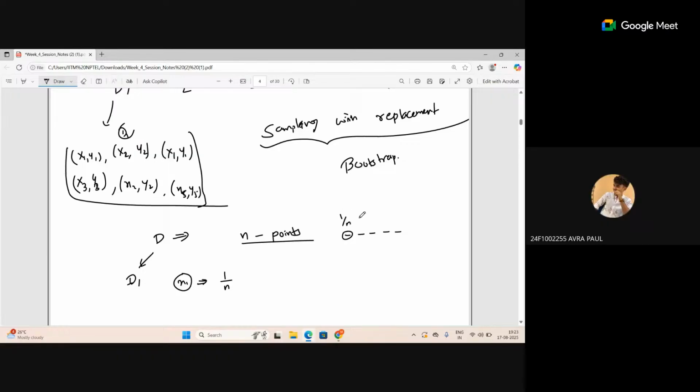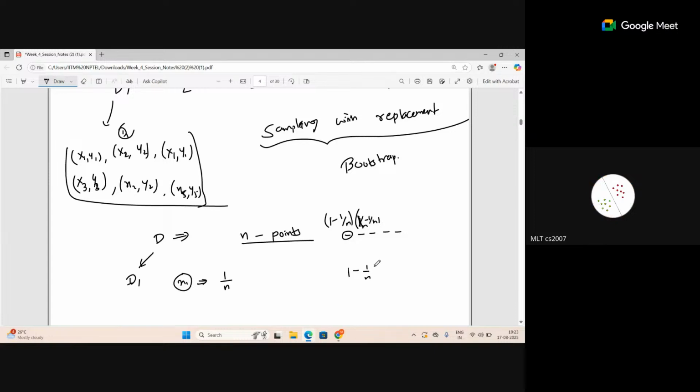There's a probability it will pick 1 by n. But it will not get picked is 1 minus 1 by n. So if I choose n points, the probability that it will not get picked into that data set is 1 minus 1 by n, whole to the power n.